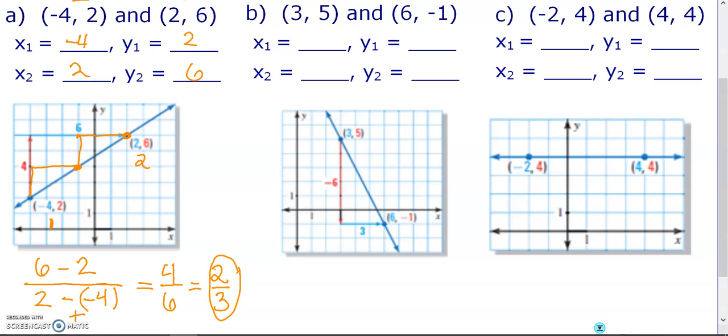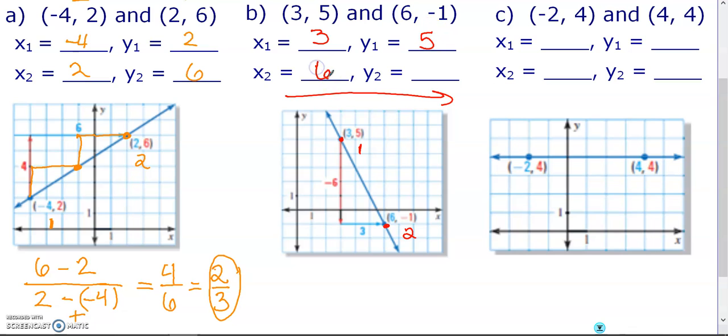Take a look at the next example, calculating the slope. You've got 2 ordered pairs here. So again, I'm going to look at my picture. We're reading it from left to right. So the first dot I come to on my graph is (3, 5). So that's going to be ordered pair 1. And then over here, this one's ordered pair 2. So when I take a look at it, x sub 1 is 3. y sub 1 is 5.